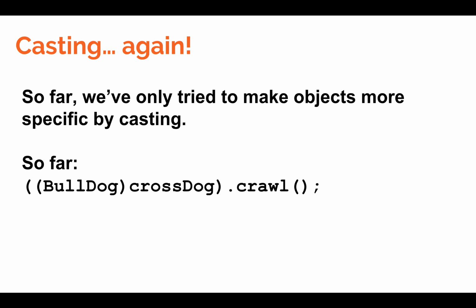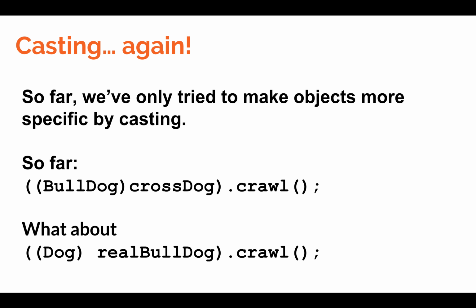So far, understand that we've only tried to make objects more specific by casting, right? We did something like bulldog crossdog.crawl. What if I do dog real bulldog.crawl? You see what's going on? All the examples I've shown you so far have been take this object and make it more specific. What if I try to make it less specific? As in I try to cast it to its superclass. So I take the real bulldog and I say, hey, trust me, it's actually a dog. First of all, it's going to compile.